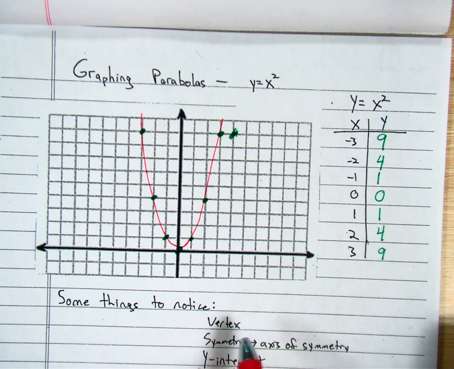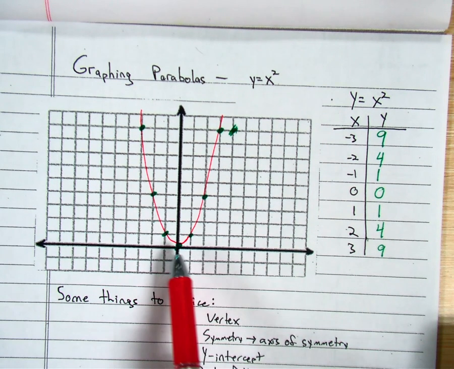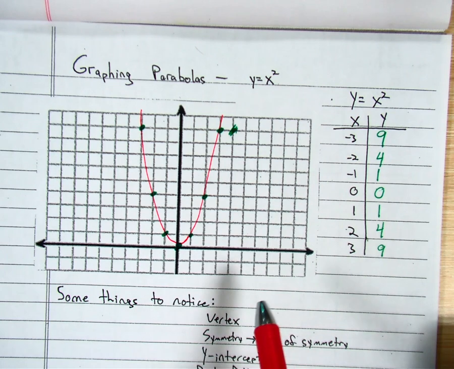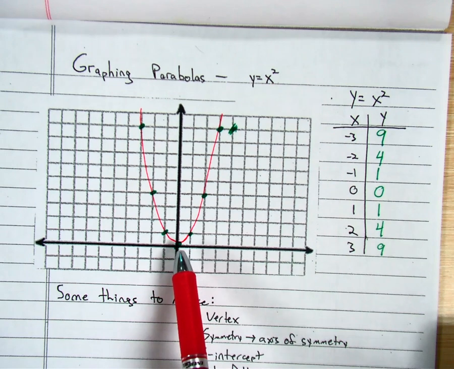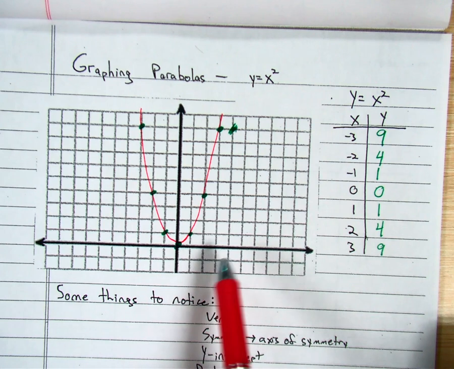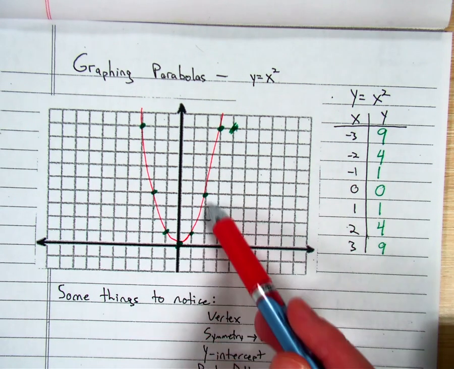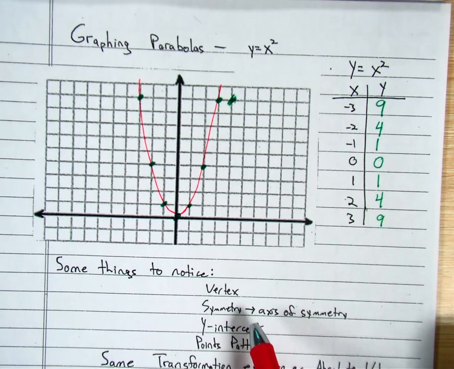Some things to notice. The bottom, beginning point, the corner, whatever we want to call it, is the vertex. The turnaround point is the vertex. With the absolute value, we might have referred to that more as the corner. It's not a corner anymore because it's rounded. It's the vertex, the turnaround point.